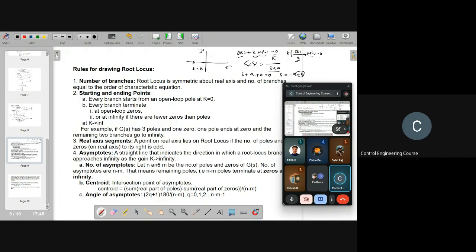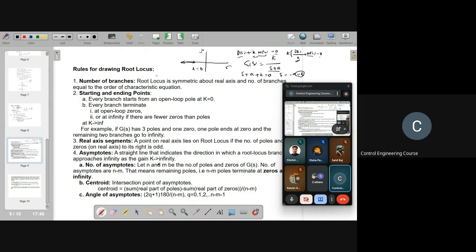So here in this example, if g of s is equal to k by s plus a, then the root locus starts at this point and it will go towards infinity. Because there are no zeros here, it will end at infinity, which means we need to assume a zero at infinity. So this is the concept of zero at infinity. If there is no zero, then we say that there is a zero at infinity. The root locus branch is going towards infinity. Okay, so this is about the starting and ending points.